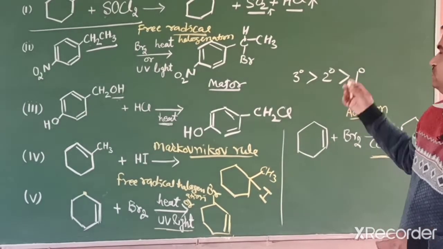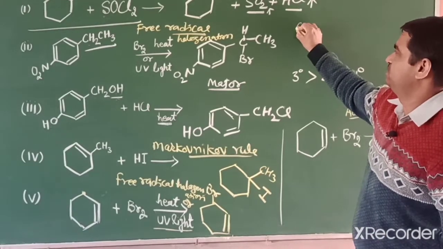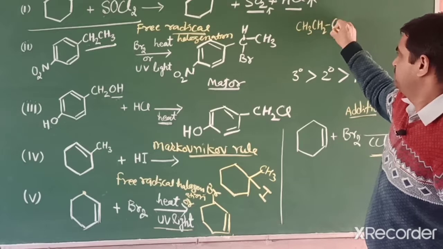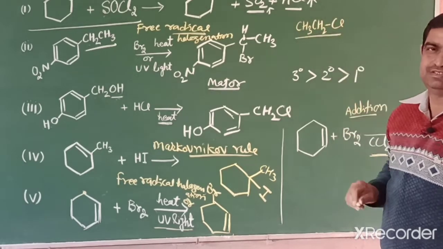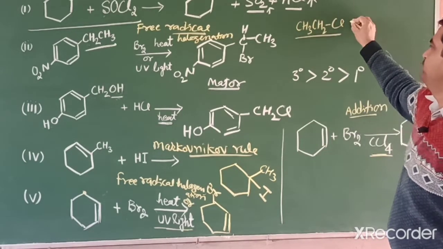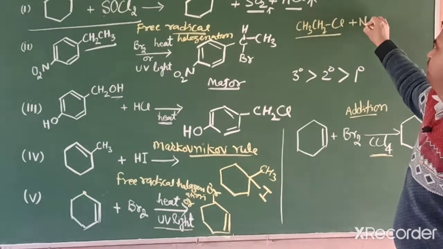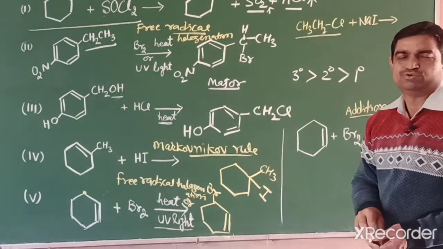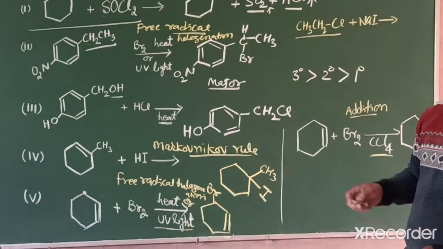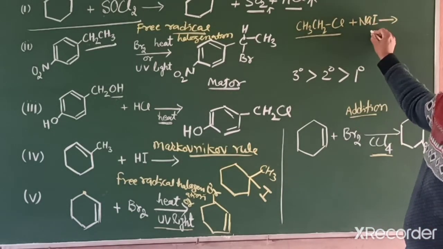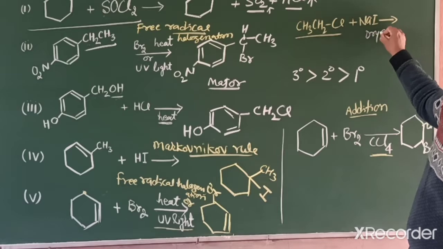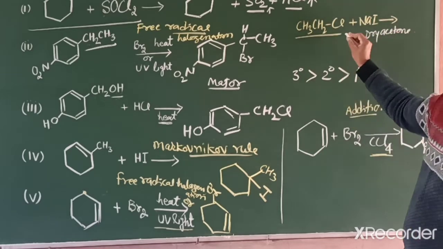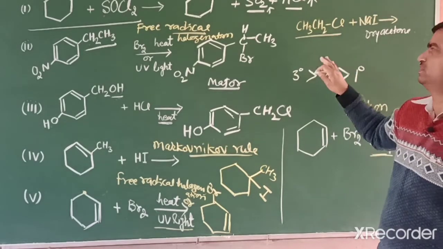Another reaction is also given, students: CH3CH2Cl, chloroethane, reacts with sodium iodide, then what happens? So this is again a halogen exchange reaction, and dry acetone is given. So what is the product? This reaction is the Finkelstein reaction.